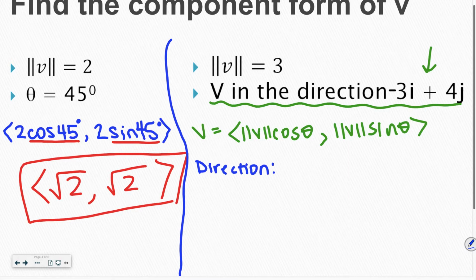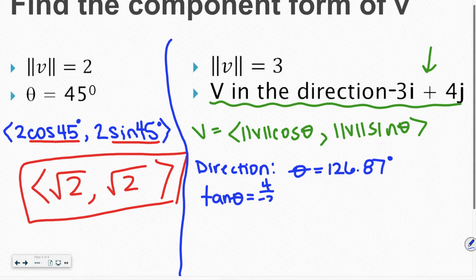Veronica, what did pod 4 come up with for a direction angle? 126.87. Wait, what? 87. Okay, and what did you do to get there? I did the inverse tangent of 4 over -3, and then subtracted that number from 180, because it gave you like 53.13. Yeah. Okay. So we have the inverse tangent of y over x.